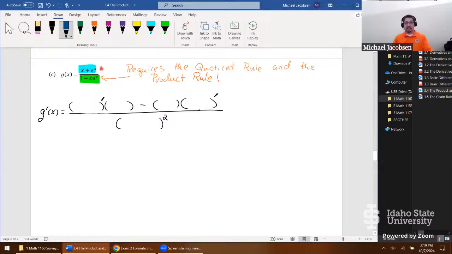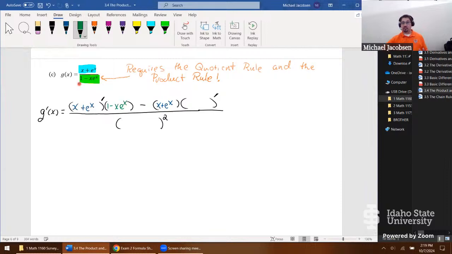Following the color coding, the top function goes only in 2 positions. X plus e to the x here, where it's differentiated. X plus e to the x here, where it's just copied in. Finally, the last function goes in everywhere remaining, 1 minus x e to the x.